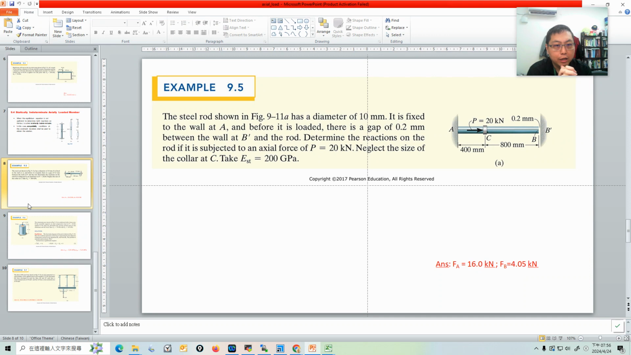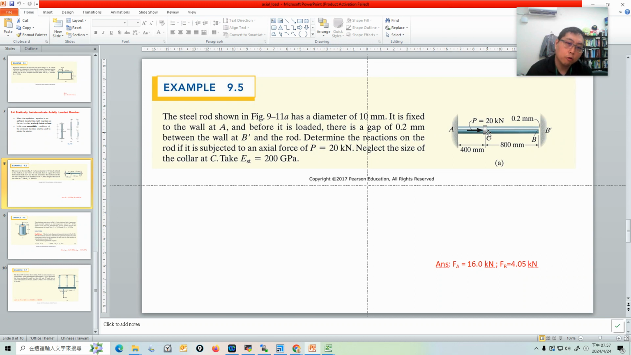Okay, so it says there is a bar here. This is a bar, a steel bar. Its diameter is 10 millimeter and it's fixed on the wall A. But now we apply external loading P, and the external loading is acting on C. This is maybe just somewhere on the right of this bar.